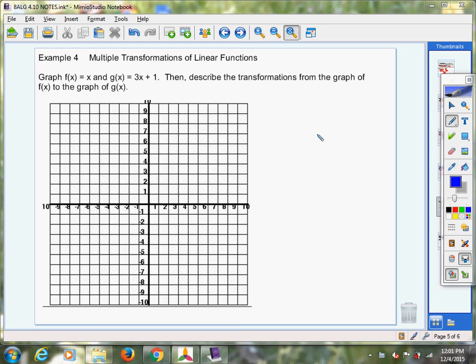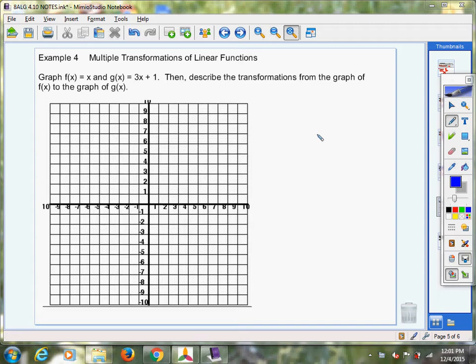Back algebra students, we're on example 4. Now we're going to put a couple of transformations in the midst of our linear function. So if we see the y-intercept changed, that's going to be a translation. That means the figure will slide up or down.